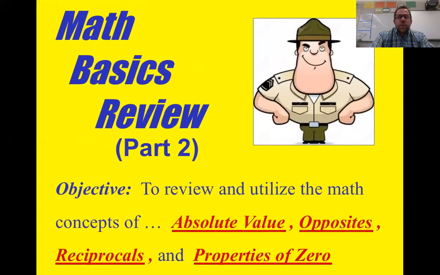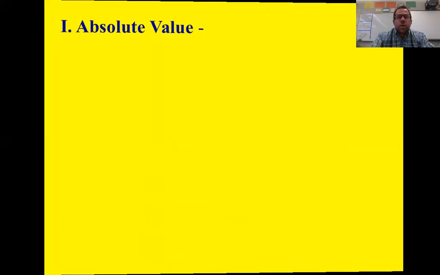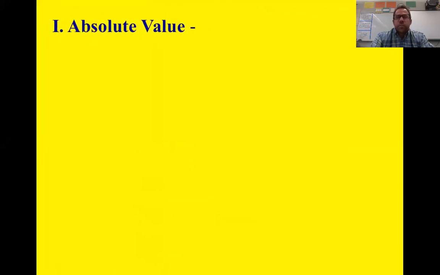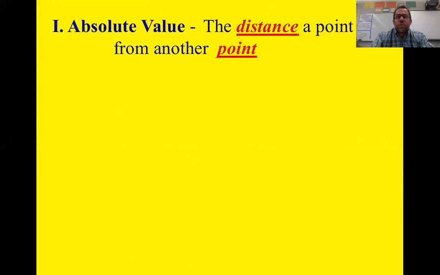So in this review, we are going to review the concepts of absolute value, opposites, reciprocals, and properties of zero. And these are all fairly easy, but like I said, you might be a little rusty. So here we go. All right, let's start off with absolute value. Okay, so absolute value is the distance a point is from another point.